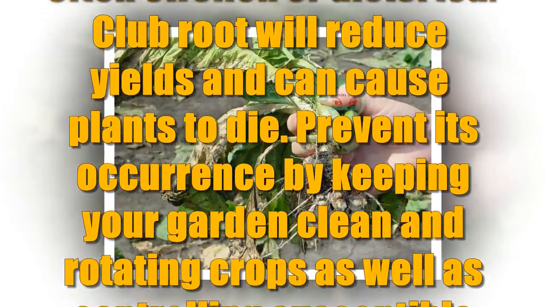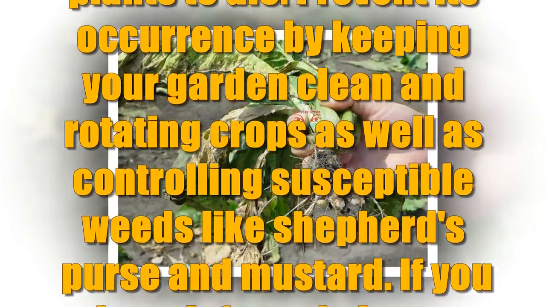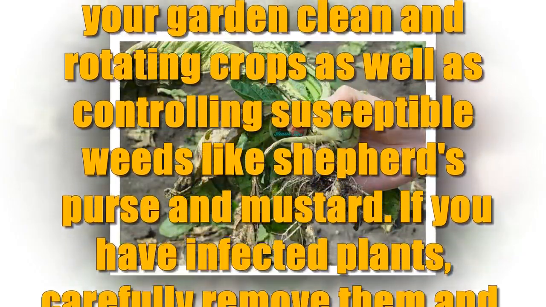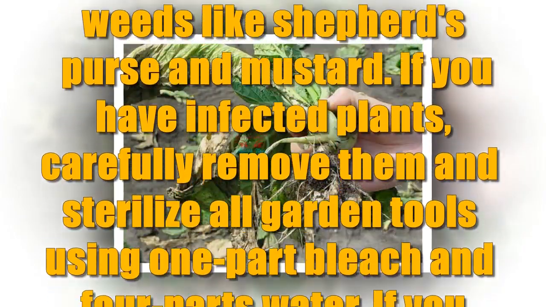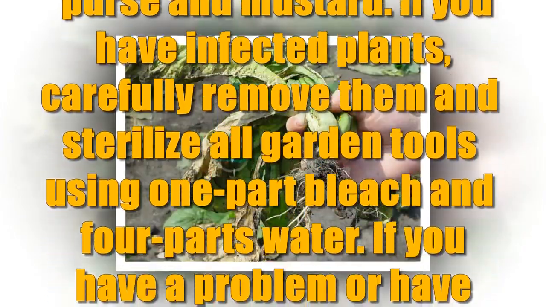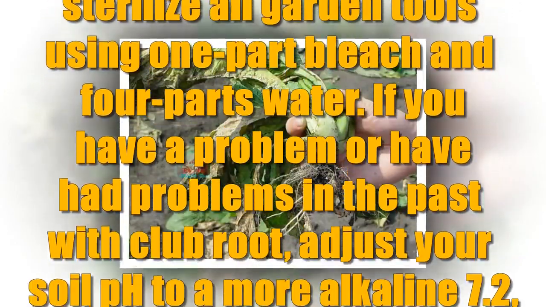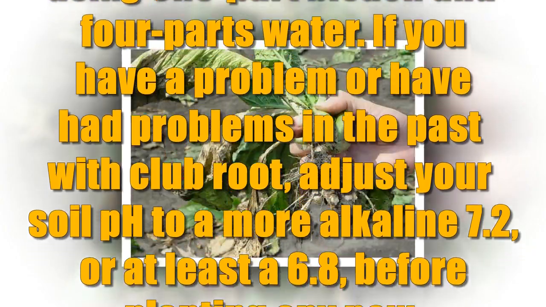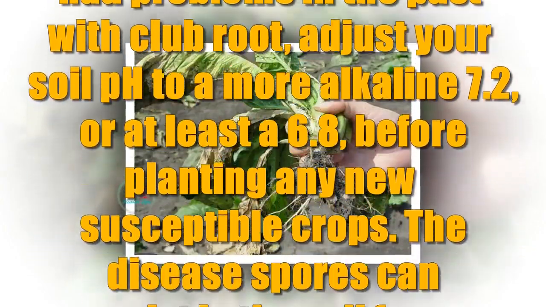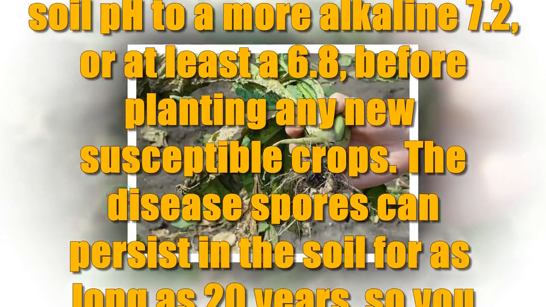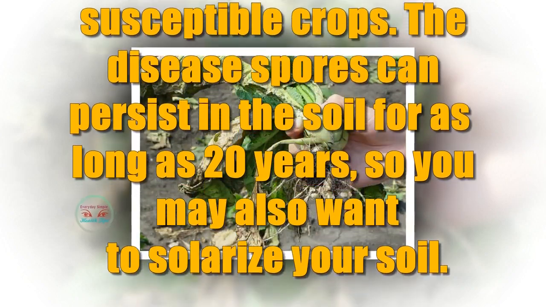Prevent its occurrence by keeping your garden clean and rotating crops, as well as controlling susceptible weeds like shepherd's purse and mustard. If you have infected plants, carefully remove them and sterilize all garden tools using 1 part bleach and 4 parts water. If you have a problem or have had problems in the past with clubroot, adjust your soil pH to a more alkaline 7.2, or at least a 6.8, before planting any new susceptible crops.